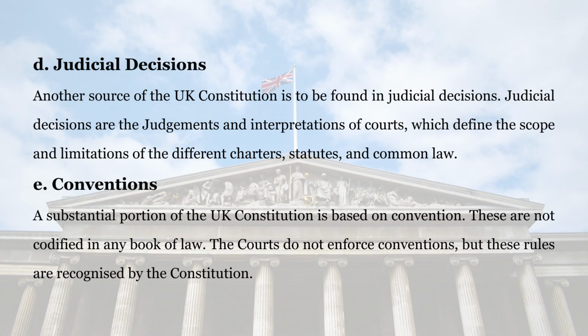D. Judicial decisions. Another source of the UK Constitution is to be found in judicial decisions. Judicial decisions are the judgments and interpretations of courts, which define the scope and limitations of the different charters, statutes, and common law.